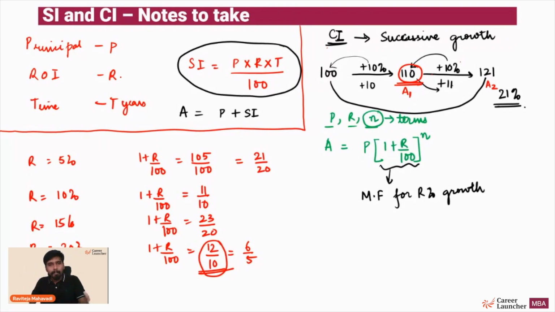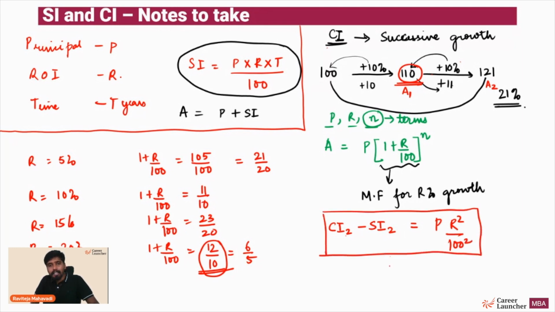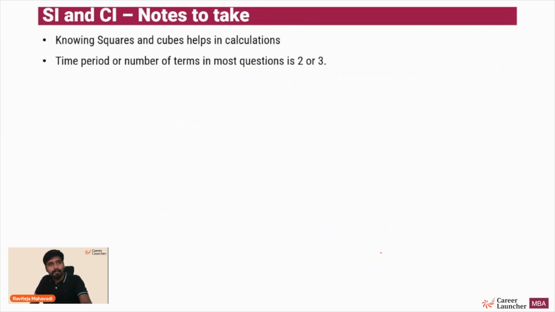So these are some basic important notes that you need to take. The other important thing is one formula that you should probably know. It is derived only through observation: the compound interest earned and the simple interest earned for the second year, so if the time period is 2 years, will have a difference of P into R square by 100 square. So this is an important relation.